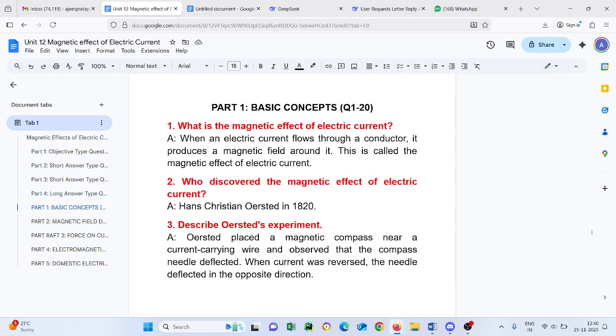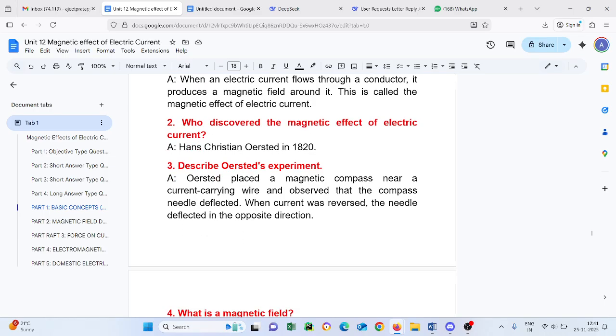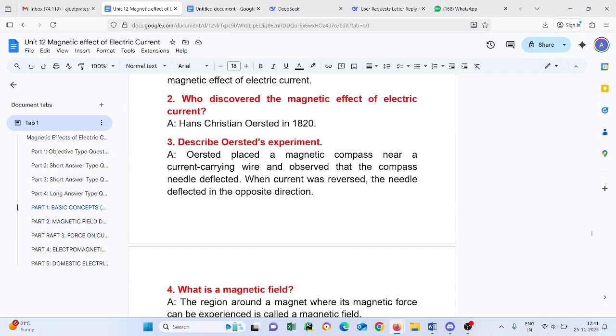Who discovered the magnetic effect of electric current? Hans Christian Ørsted in 1820. Describe Ørsted's experiment. Ørsted placed a magnetic compass near a current carrying wire and observed that the compass needle deflected. When the current was reversed, the needle deflected in the opposite direction.